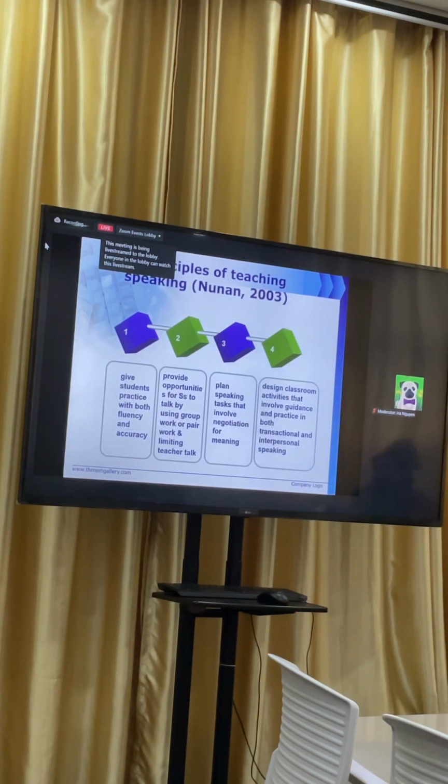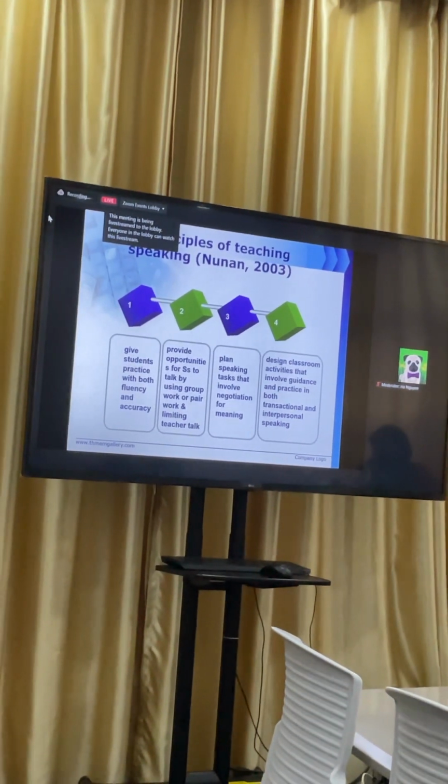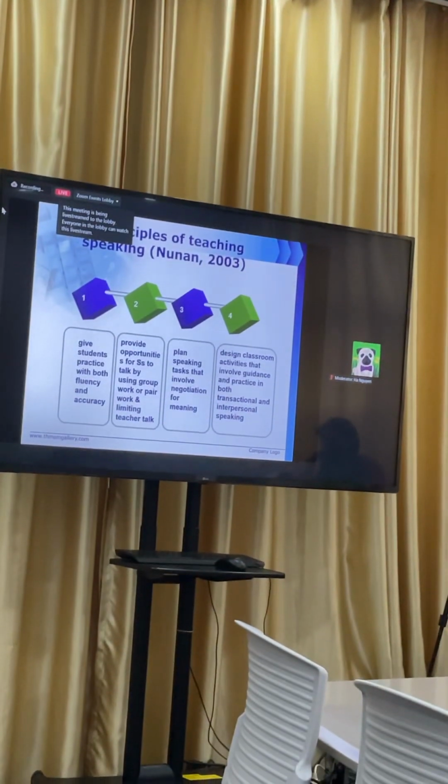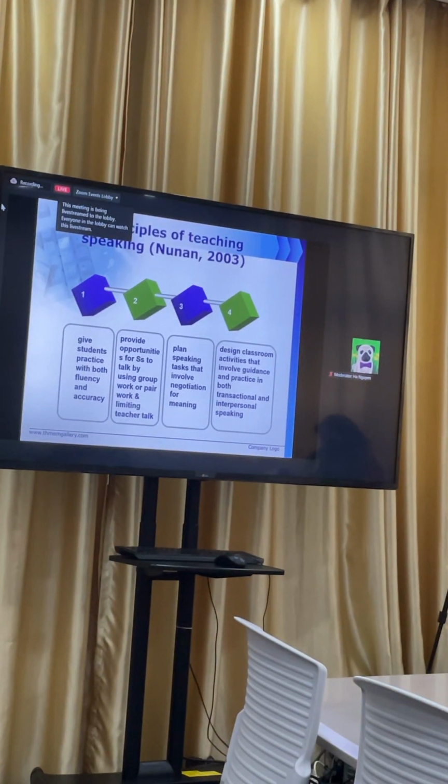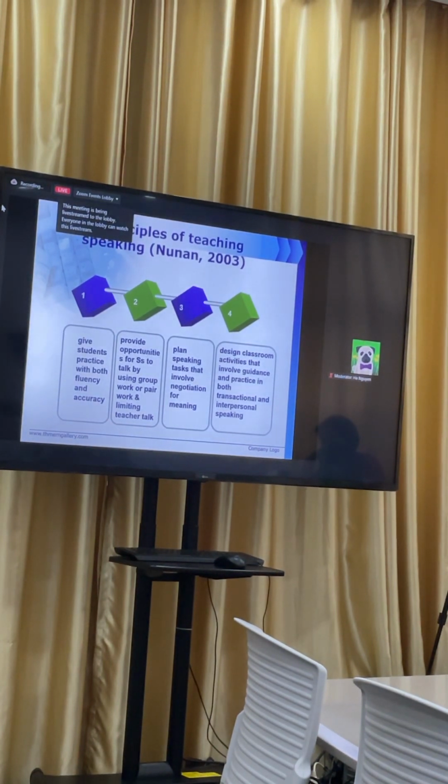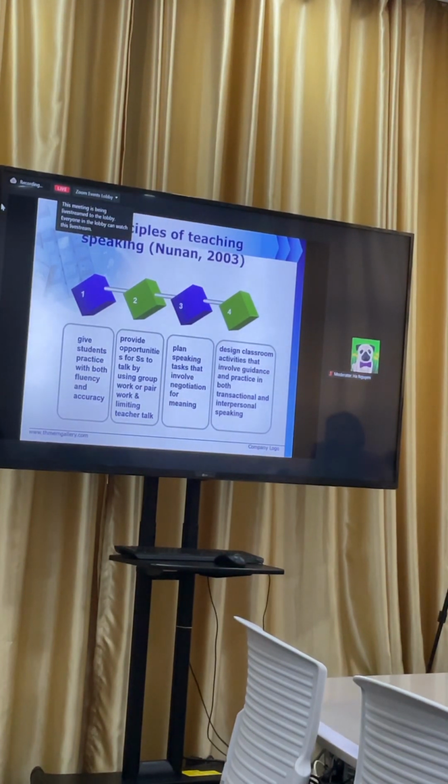According to Nunan in 2003, there are four basic principles for teaching speaking. Number one, give students practice with both fluency and accuracy. The second, give them the opportunity to talk in groups or individually, and limit the time you speak. The next principle, plan speaking tasks so that they involve negotiation of meaning. And finally, design activities so that they have a chance to practice both transactional and interpersonal speaking.